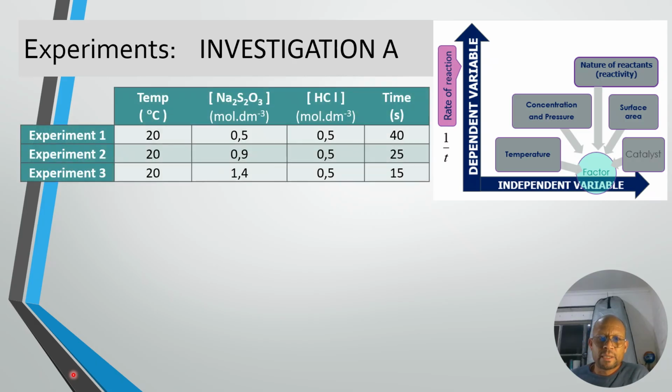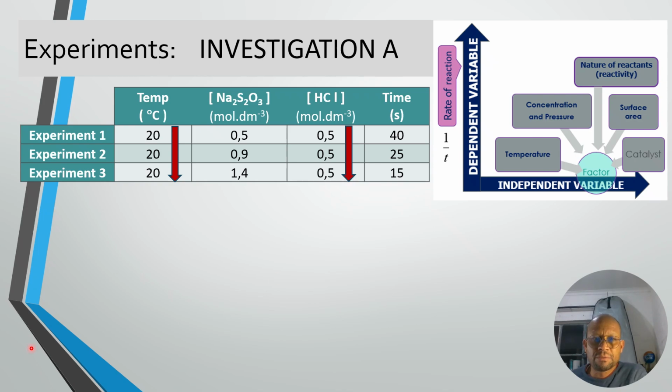Okay, let's look at what the table says. Here I have a table of 3 experiments that we've conducted, and the values for temperature, concentration of sodium thiosulfate, concentration of sulfuric acid, and then the time for those experiments have been plotted in this particular table. Now, if you're looking at the first column, you can see that the temperature remains constant. It didn't increase or decrease. So we'll read the table from the top to the bottom, and we can see that the values remain the same.